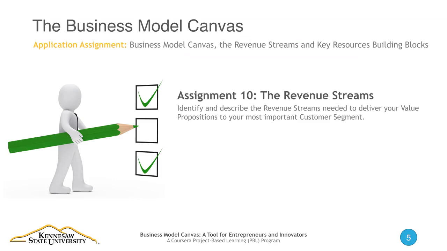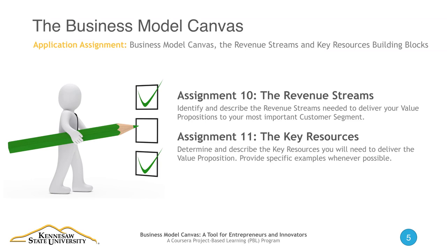Next, there are 2 application assignments. With your idea in mind, identify and describe your revenue streams and your key resources. Then, just like I did, add your decisions to your business model canvas.